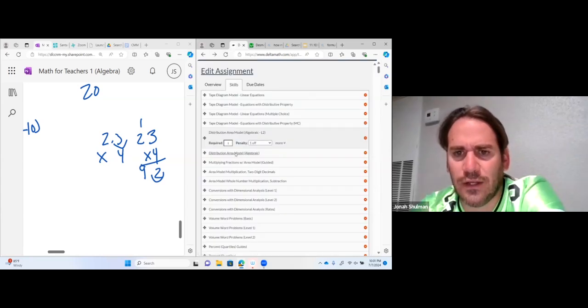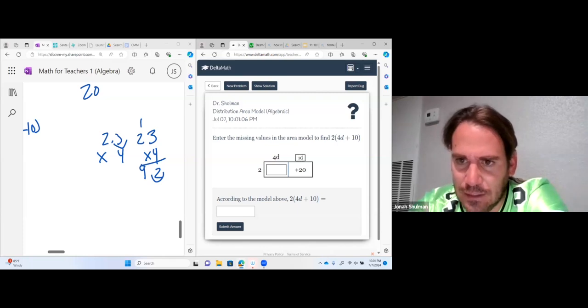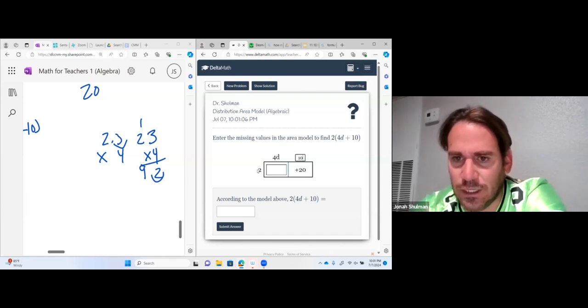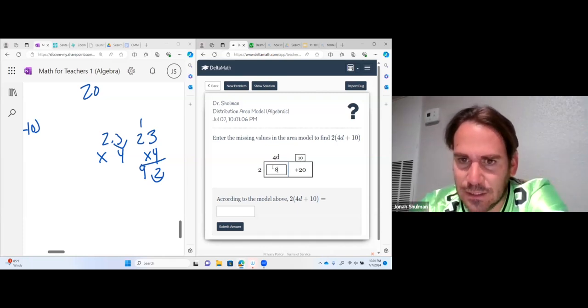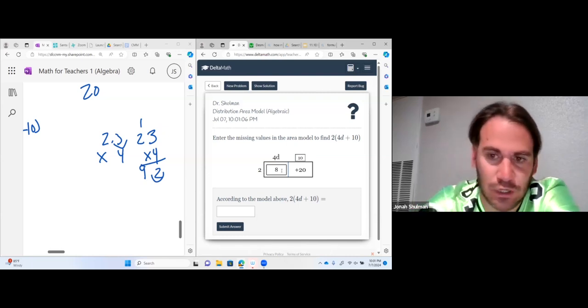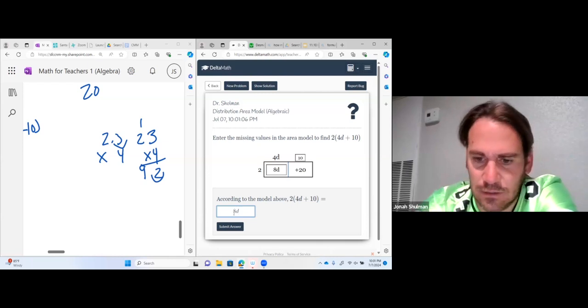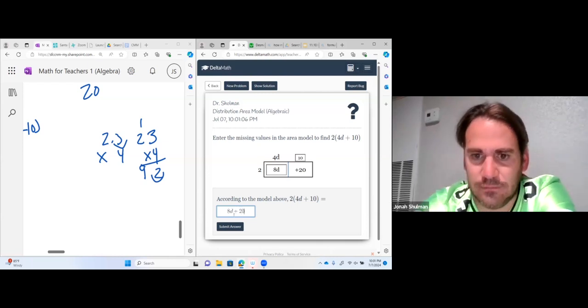Now let's try an area model. All right, here's another area model where we're multiplying to get 4d plus 10. So it's 2 times 4d plus 10. So 2 times 10 is 20. Well, 2 times 4 is 8. And basically 1 times d, because there's no d's there, you just drop it. So your final answer is going to be 8d plus 20.